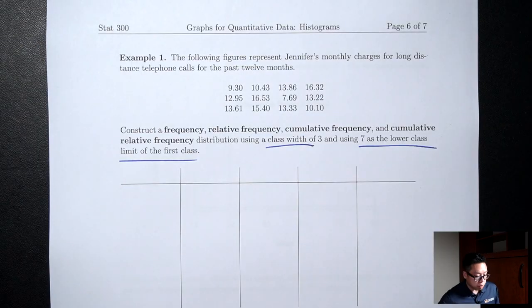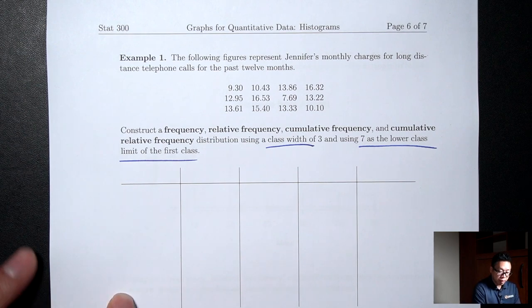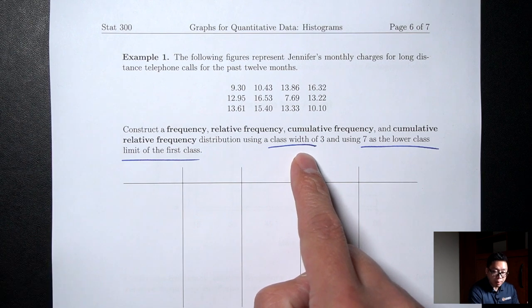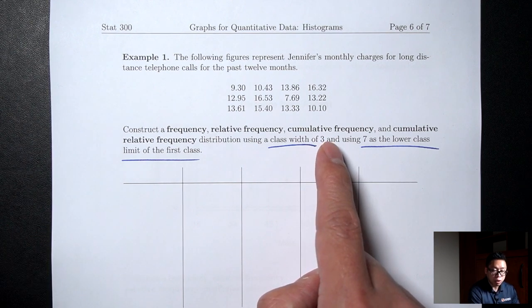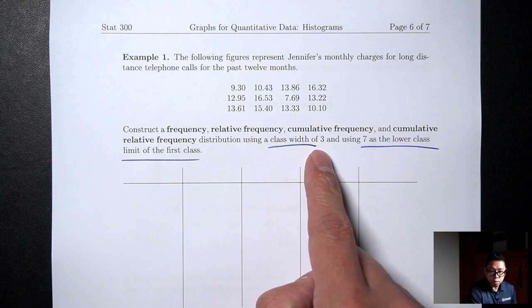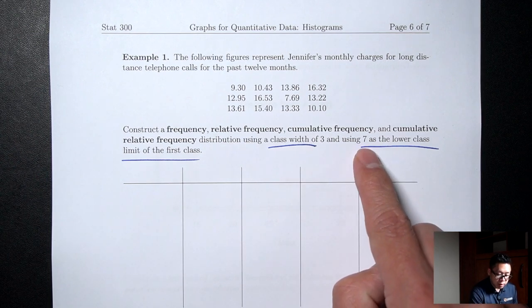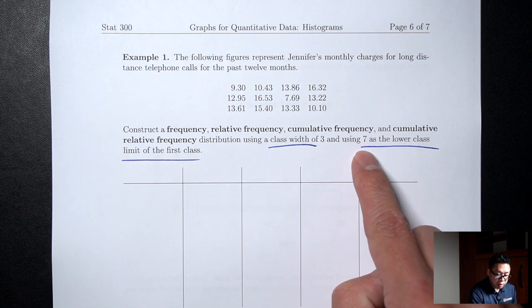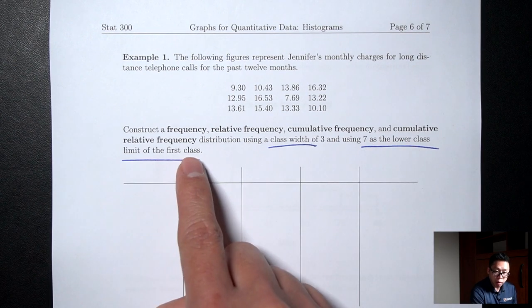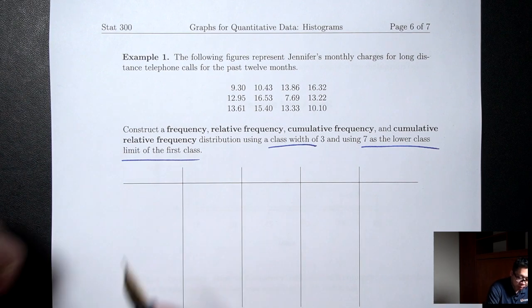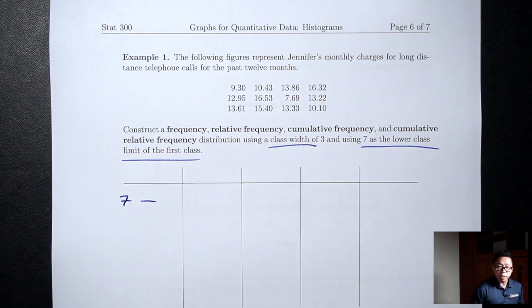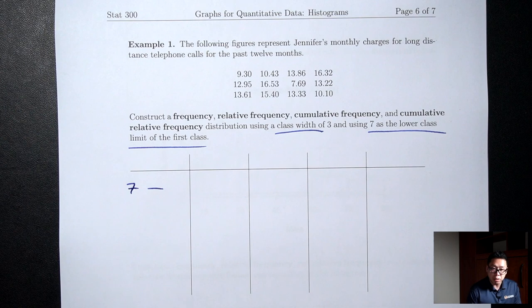So what this is telling you to do is to break up the data into ranges, and I'm telling you how right here, okay? Class width of 3. So when I make my ranges, my lowers should go up by 3. My uppers should go up by 3. 7 as the lower class limit of the first class. That's saying make 7 the lower number of the first range. So my first range, I want the 7 to be the lower number of that first range. Okay, I don't know what the upper number is yet, and I don't need to know right now.